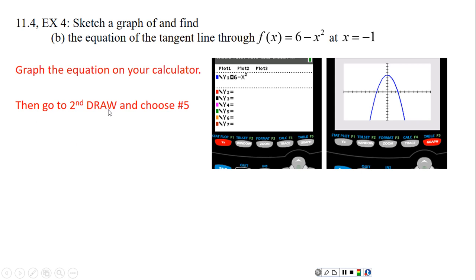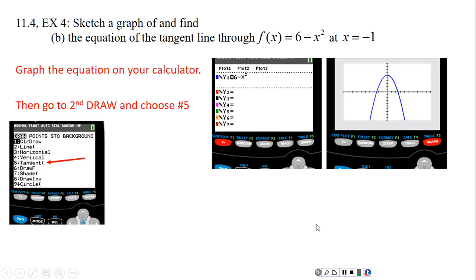You're going to go to second draw. So you have to hit your second button, and draw is somewhere in the middle of your calculator behind program. So second draw, it's your program button. Are y'all there? The fifth one down should say tangent. You got it? Second draw, the fifth one down should say tangent. Choose that one, hit enter. That's what it's looking like.